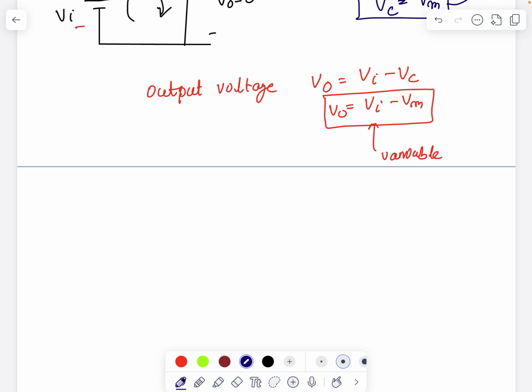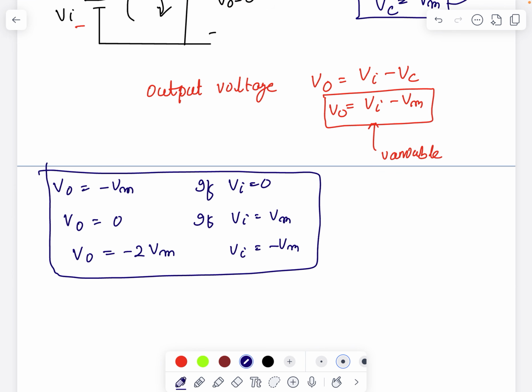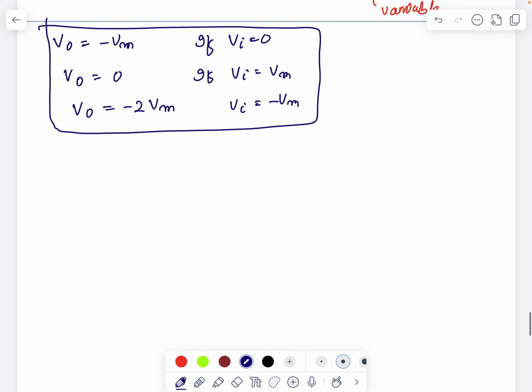Let me write this. If I put VI equal to 0, I get V0 equal to minus Vm. Similarly, if I put VI equal to Vm, then I get V0 equal to 0. Similarly, if I put VI equal to minus Vm, then I get V0 equal to minus 2 Vm. These are the input-output relationships of the input voltage and output voltage.